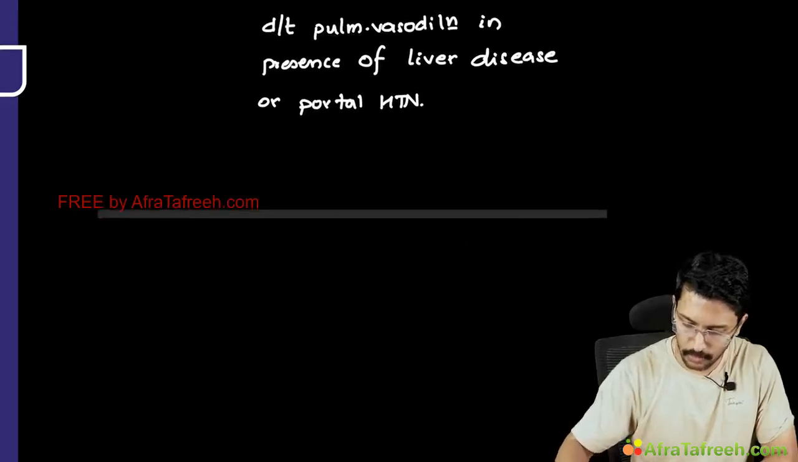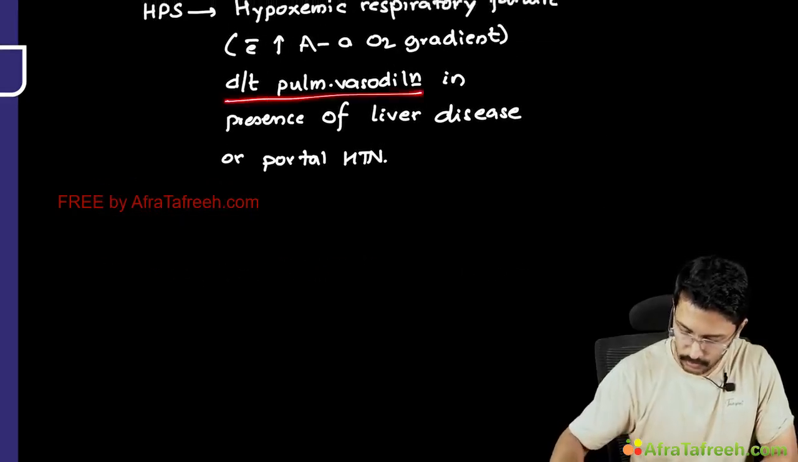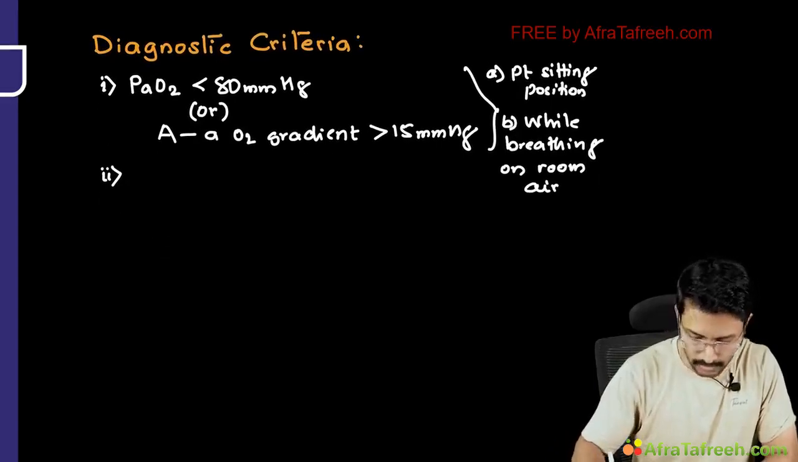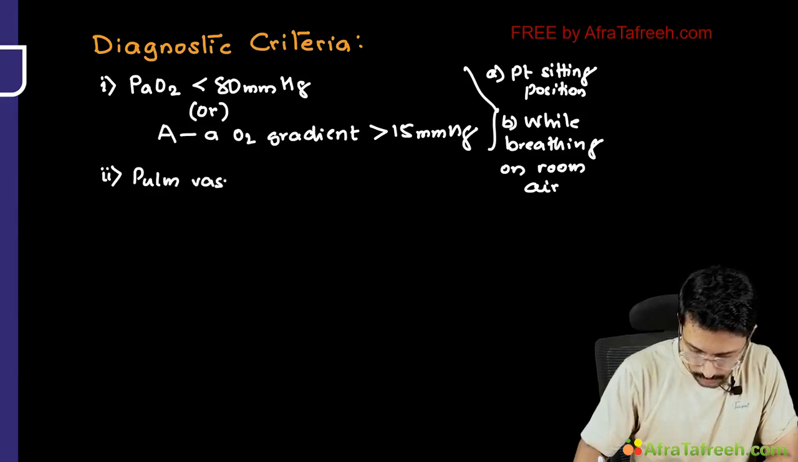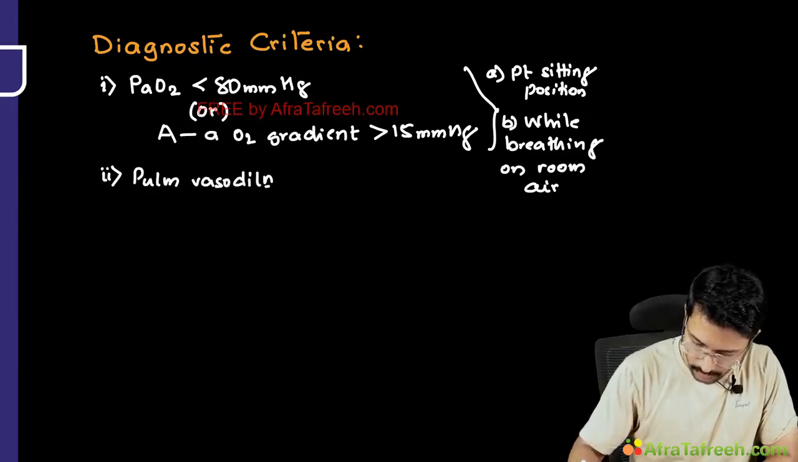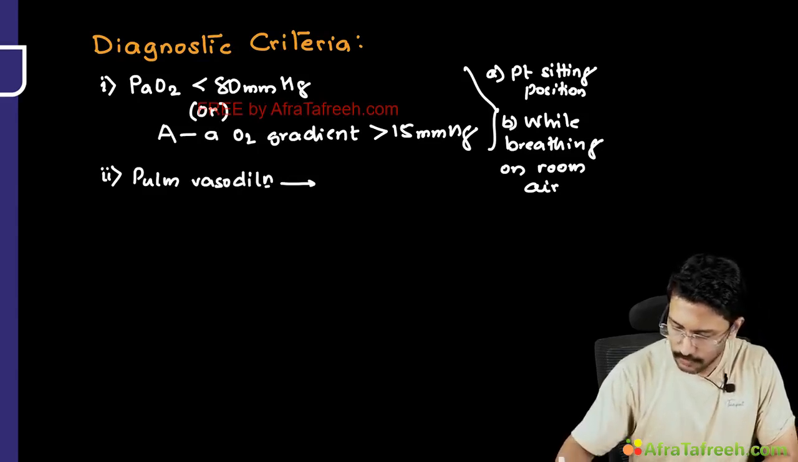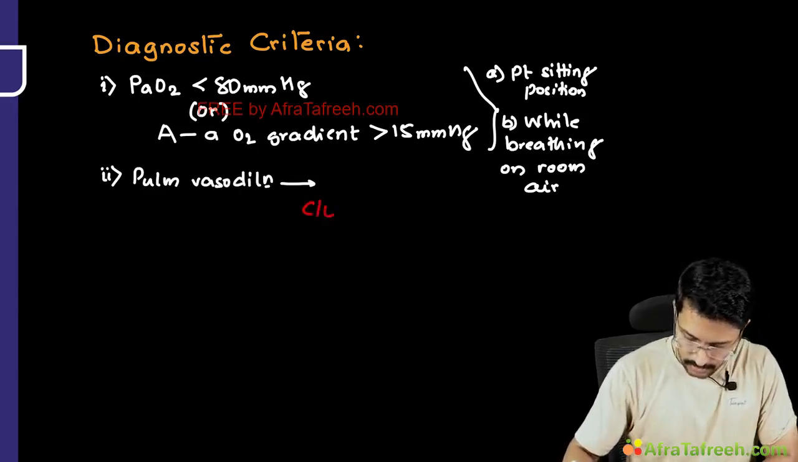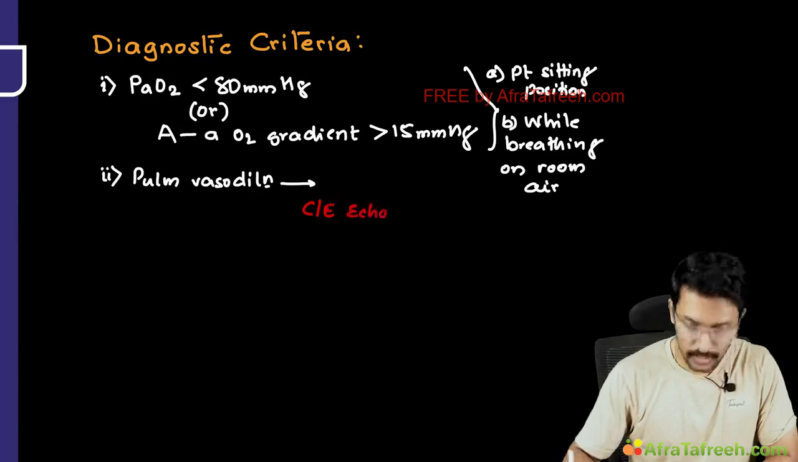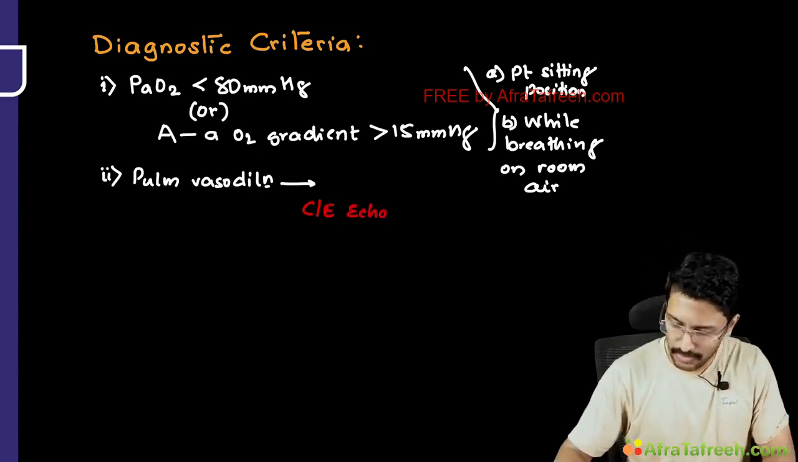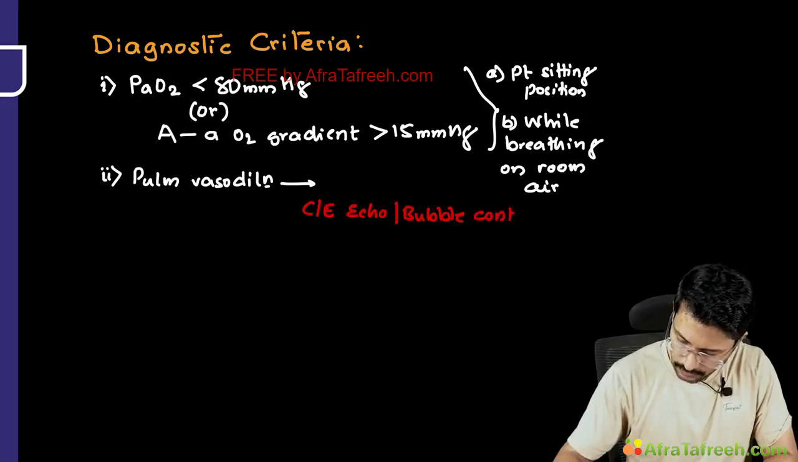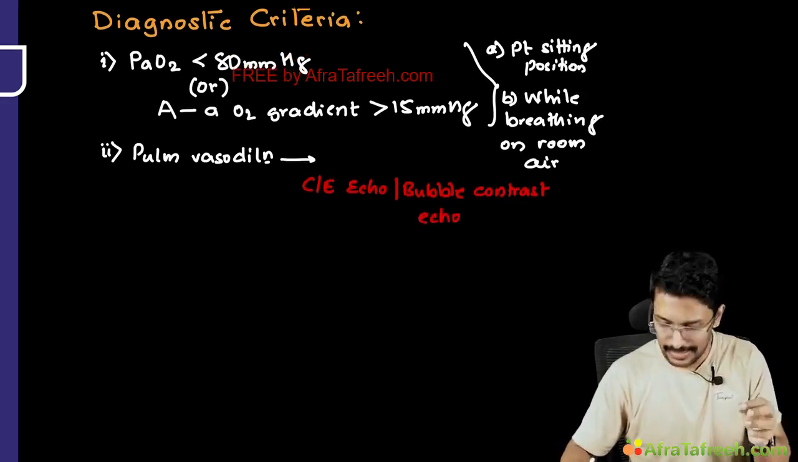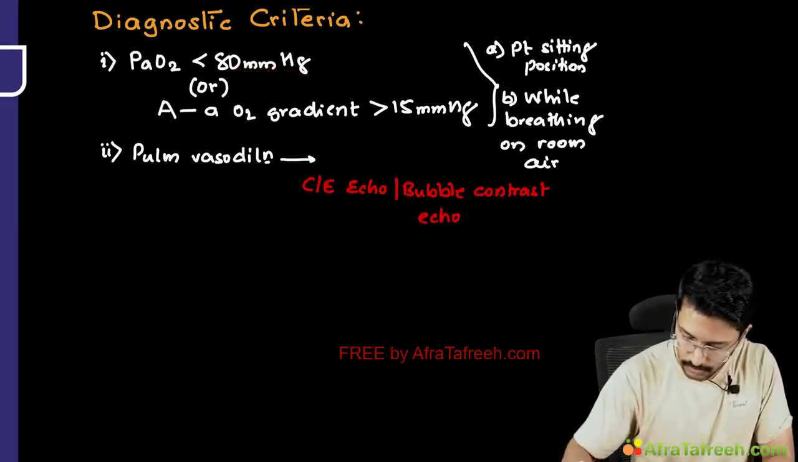Now the second thing we needed for the diagnosis was pulmonary vasodilatation. How do we document that there is pulmonary vasodilatation? That can be documented by two methods. Number one is the gold standard method, the contrast enhanced echocardiogram, where we use agitated saline, or you can also call it bubble contrast echo. The parameters I will discuss when we discuss the evaluation.